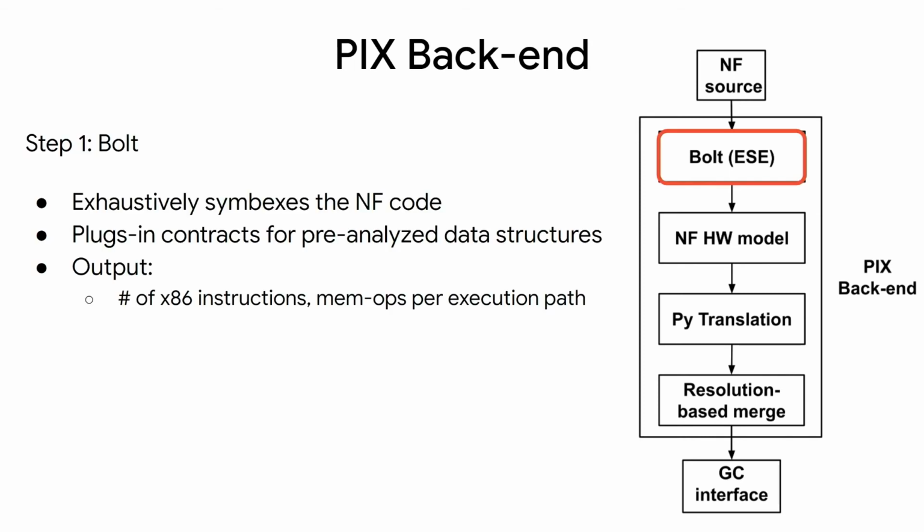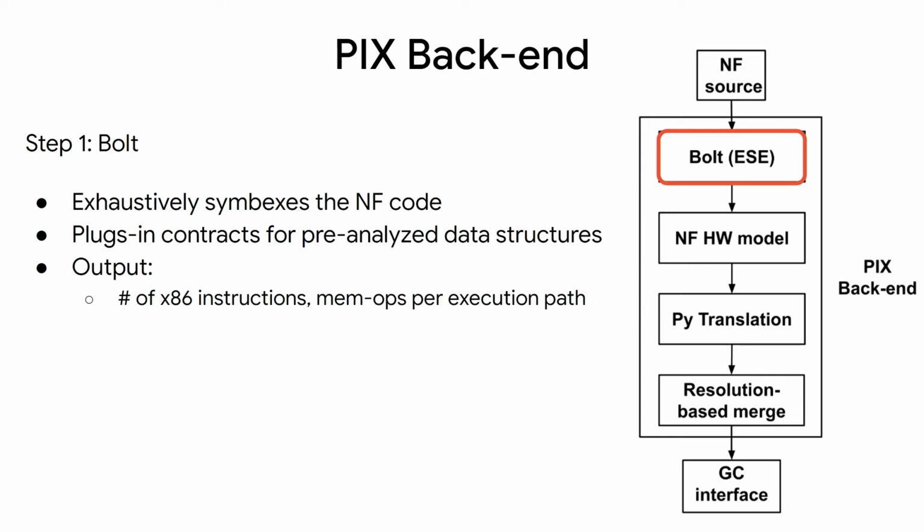The first step is a tool called Bolt that we built a couple of years ago. This tool exhaustively symbolically executes the NF code to extract all paths. In doing so, it plugs in pre-computed contracts for the data structures that the NF uses. We can pre-compute the contracts for the data structures because if you look at almost any NF framework, the NFs typically use a bunch of similar data structures and simply reuse them.